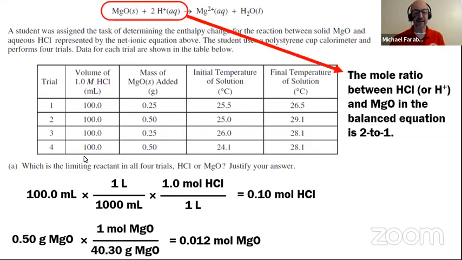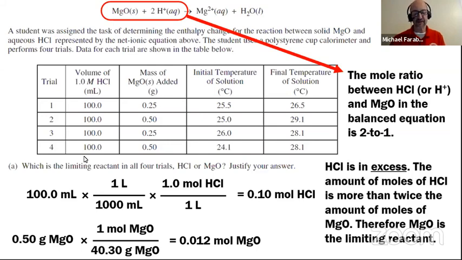So you can see that there is a 1:2 ratio between MgO and H plus or HCl. So if I have 0.012 moles of MgO, then I would need at least twice as much. That would be 0.024. Well, hopefully you can see that since HCl is much larger than that, it is the HCl or the H plus ions that are in excess. So the amount of moles of HCl is more than twice the amount of moles of MgO. That makes MgO our limiting reactant. So the answer to part A, magnesium oxide is the limiting reactant, and these calculations and explanation justify our answer.